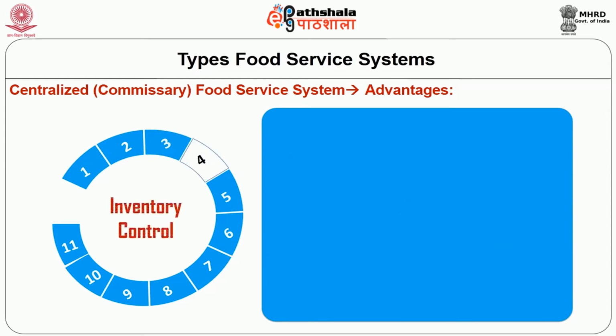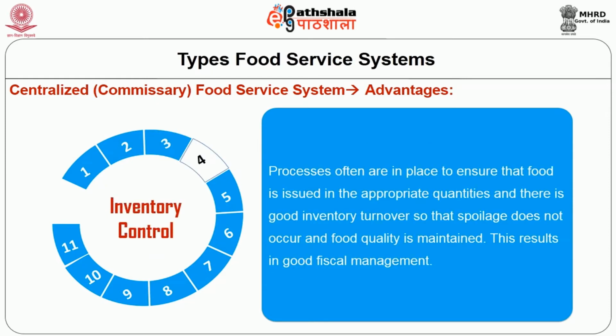The next is inventory control. Inventory control processes often are in place to ensure that food is issued in the appropriate quantities and there is good inventory turnover so that spoilage does not occur and food quality is maintained. This results in good fiscal management.